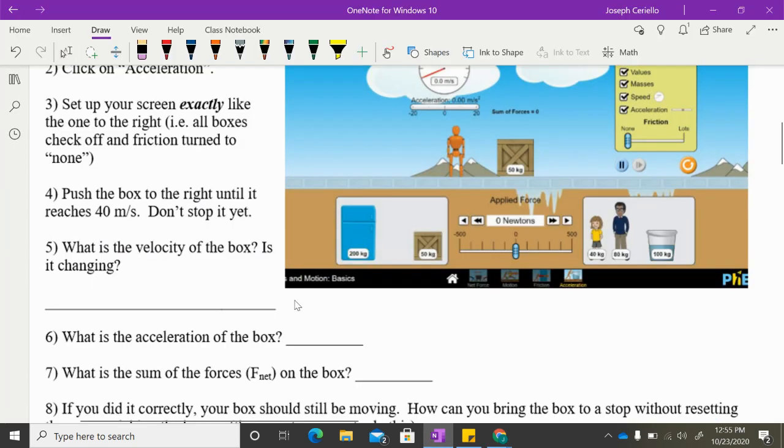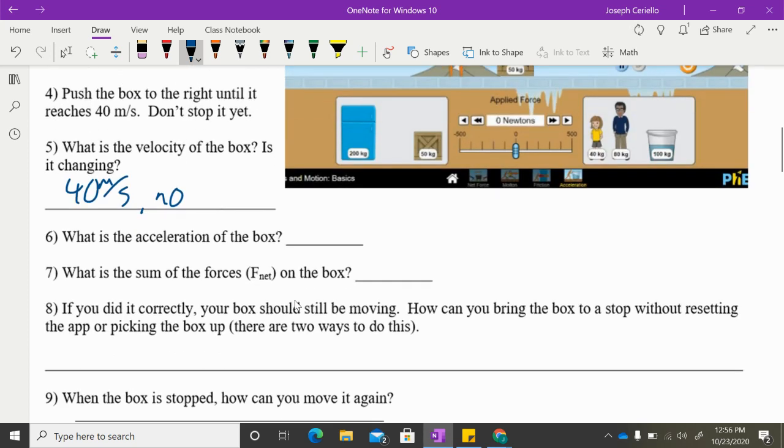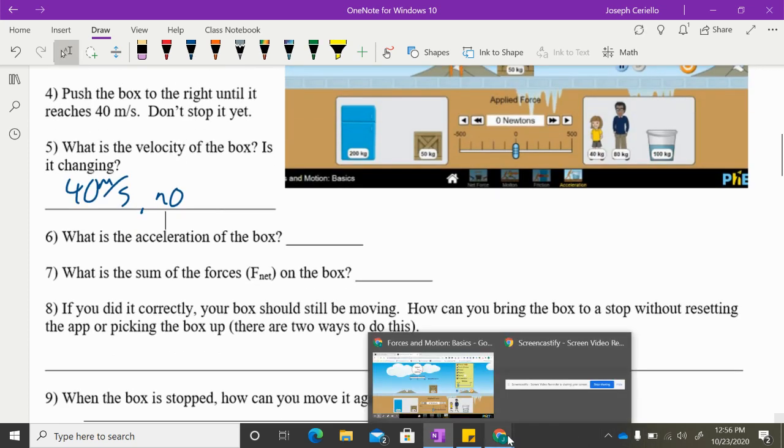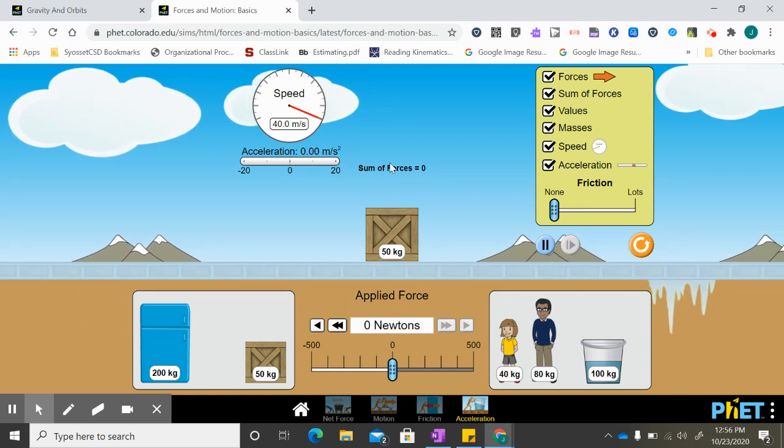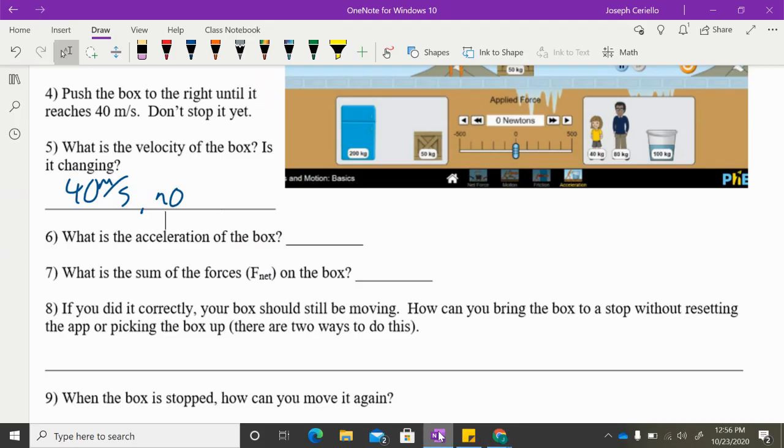What is the velocity of the box, and is it changing? You'll notice that it's still going 40 meters per second, and it's going to keep going 40 meters per second forever. So no, it's not. What was the acceleration of the box? You can get that right from the simulation, and you can get the sum of the forces. So the acceleration of the box is 0 right here, and the sum of the forces is also 0.